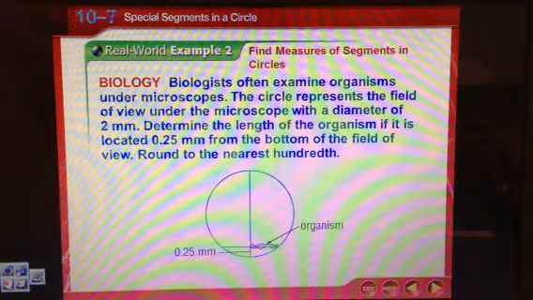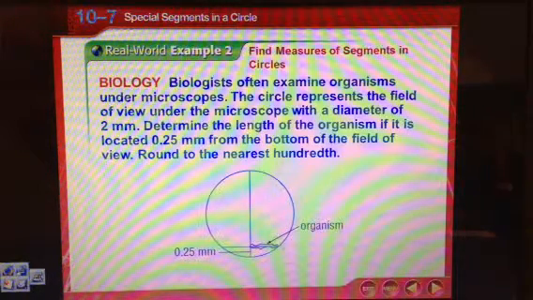Here's a real-world example. In biology, biologists often examine organisms under microscopes. The circle represents the field of view under the microscope with a diameter of 2 millimeters. Determine the length of the organism if it is located 25 hundredths millimeters from the bottom of the field of view, round to the nearest hundredth.